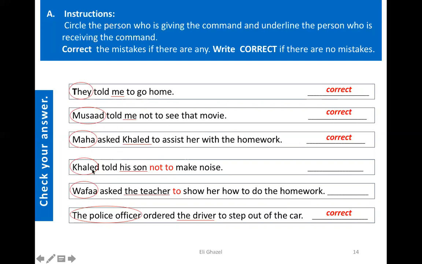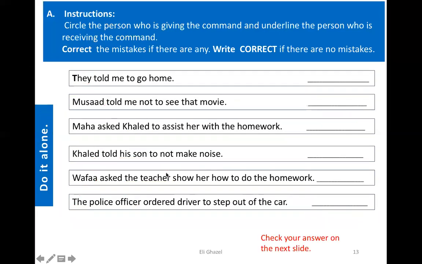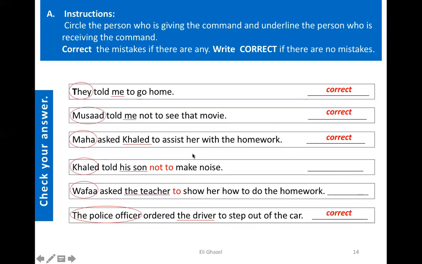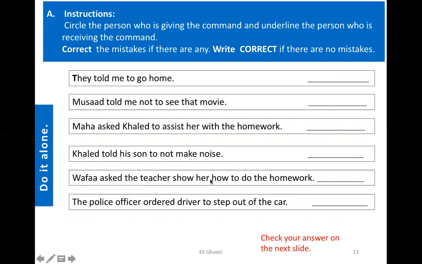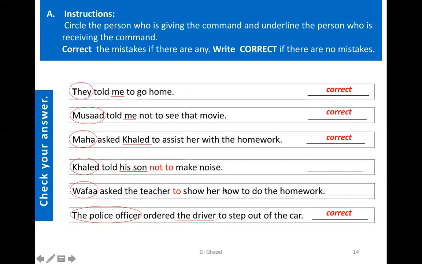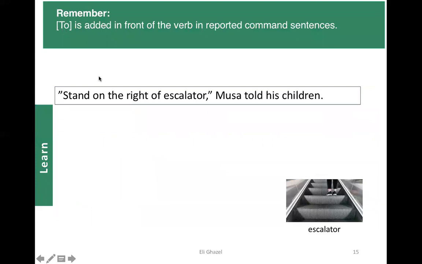Again, correct. Now, Khalid told his son, and if you look at it, to not make is wrong, and not to make is correct. So we corrected it. Wafa asked the teacher to show her how to do the homework. Ask the teacher, show her homework is incorrect. To show her how to do her homework is correct. The other one is incorrect, and this one is correct. So spend some time, look at this, and you can do it with any book. Just change the wording.